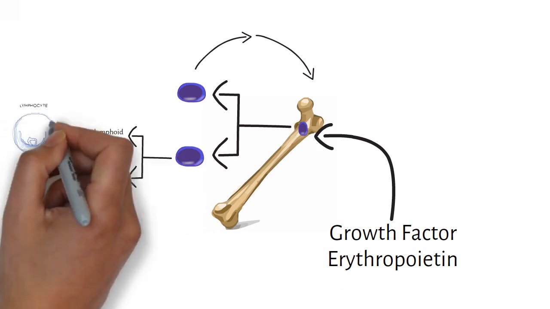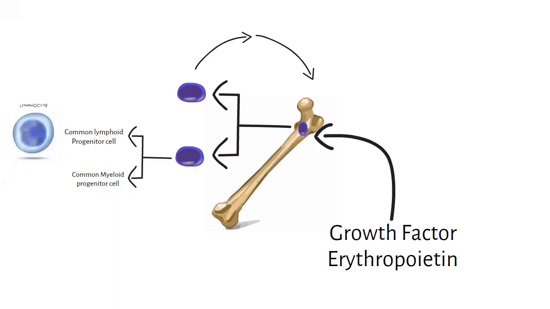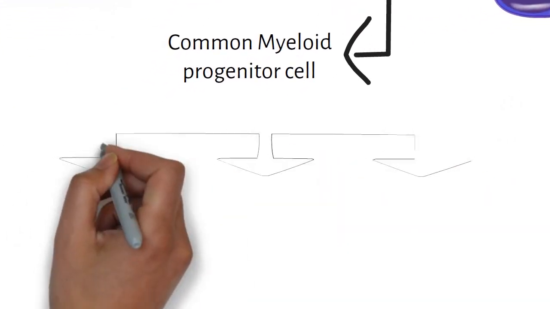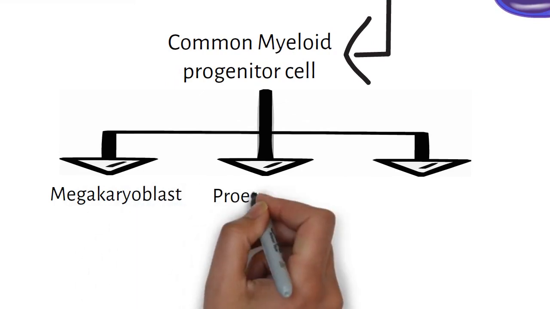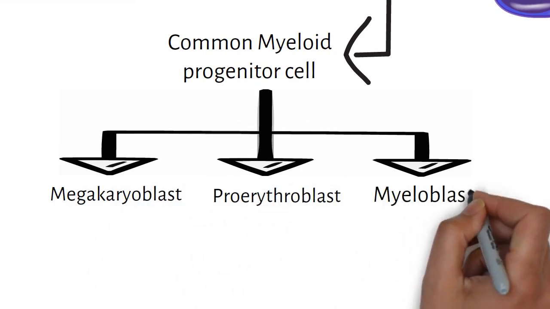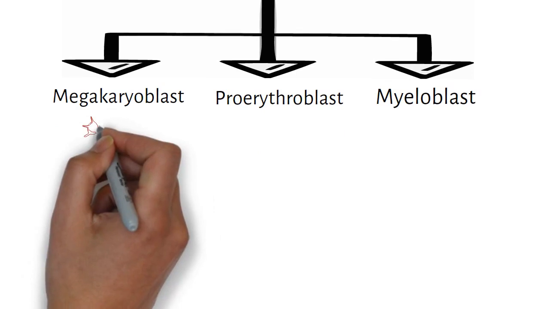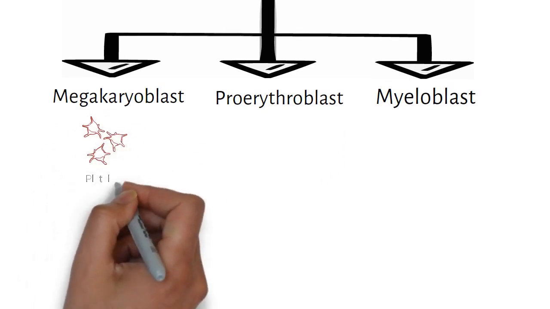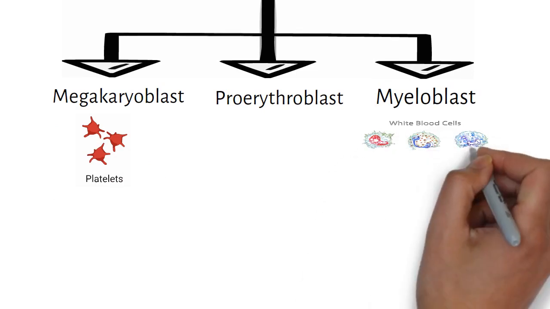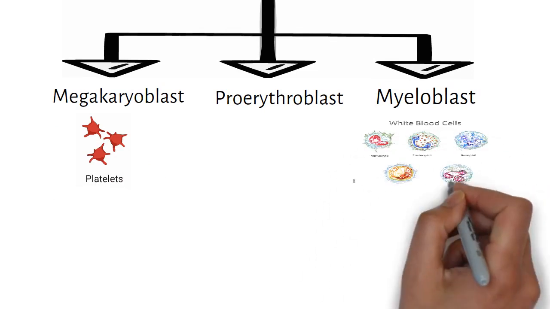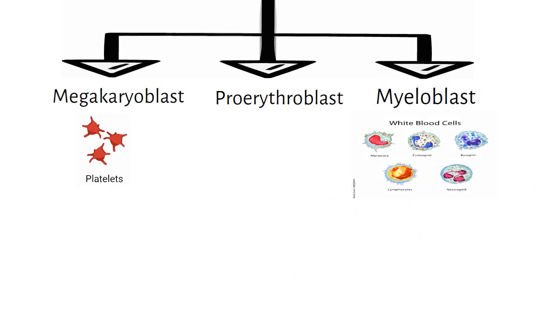Lymphocytes are formed by common lymphoid progenitor cells, and common myeloid progenitor cells further divide to form megakaryoblast, proerythroblast and myeloblast cells. Megakaryoblast cells transform into platelets. Myeloblast cells produce basophils, neutrophils, eosinophils and monocytes.